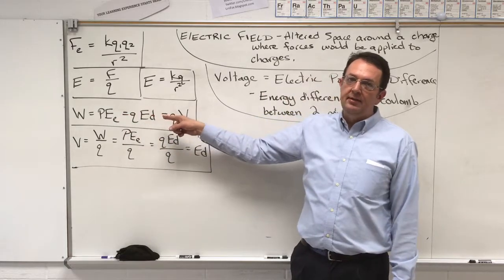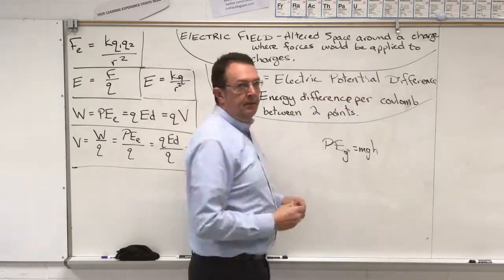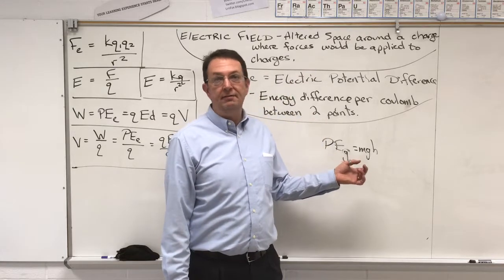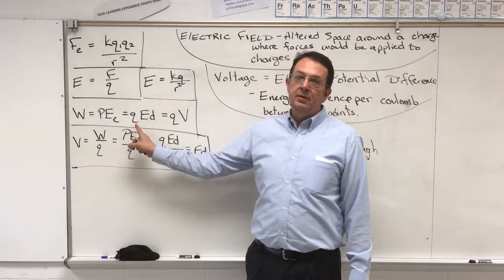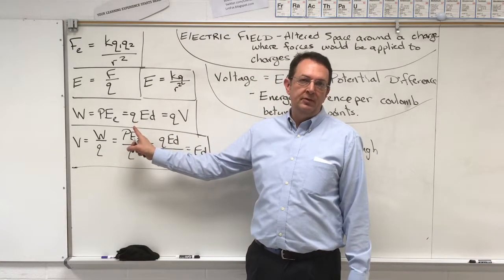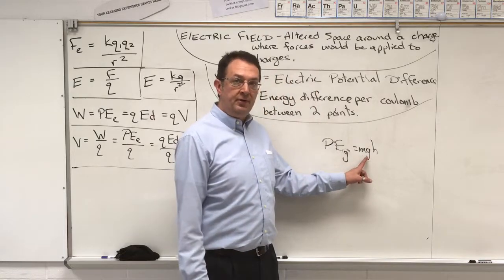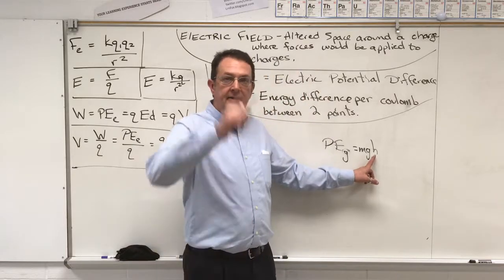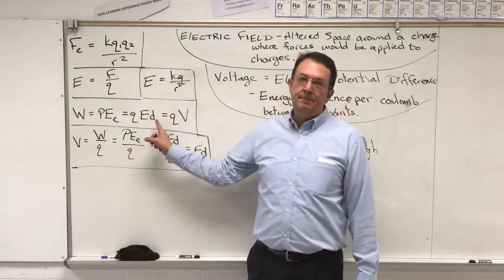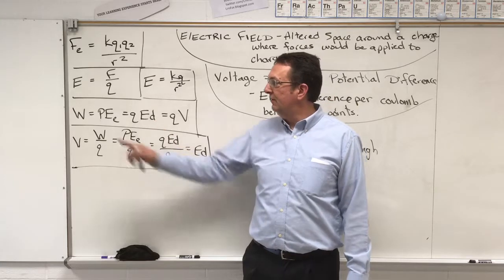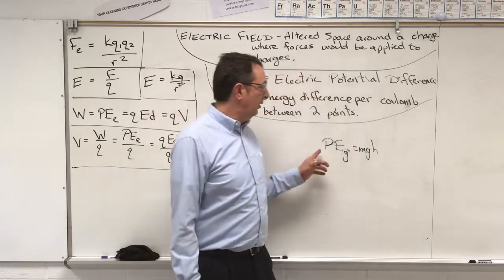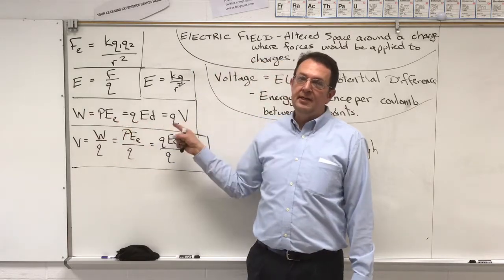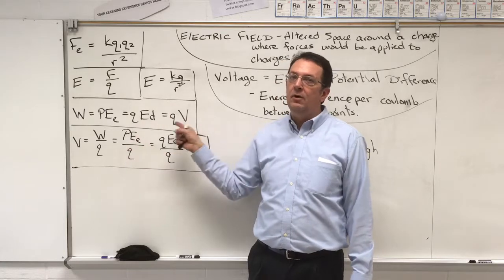Work and electric potential energy and kinetic energy, qEd. Gravitational potential energy is mgh. m, mass in kilograms, important in gravitational force. q, important in electrostatic force and charges. The gravitational field strength, that's what the g is. The electric field strength, that's what that E is. This is the height, the distance parallel to the field. And this is also the distance parallel to the field. So work, electric potential energy, gravitational potential energy, kinetic energy can all be found using qEd or qV.